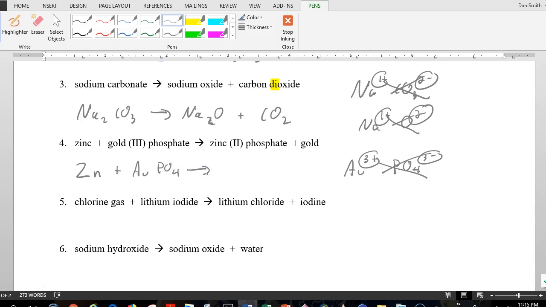Arrow. And now we end up with a zinc, 2 plus, phosphate, 3 minus. Crisscross, zinc 3, PO4 with a 2. The 4 and the 2 would read as 42 unless you put in parentheses. So that's zinc phosphate. And then gold comes out by itself. Zinc has replaced the gold.